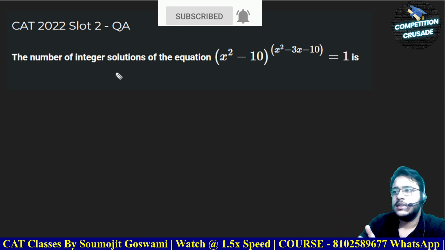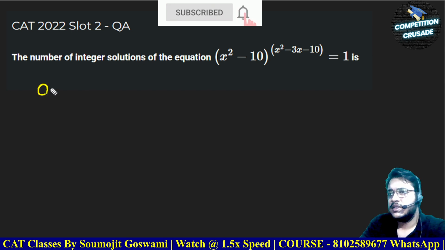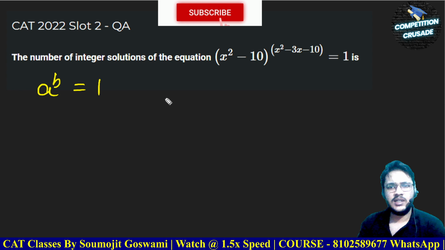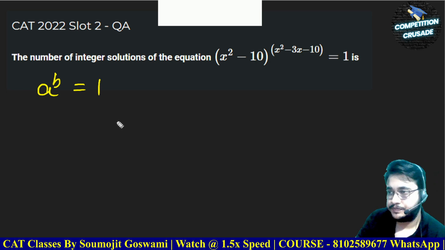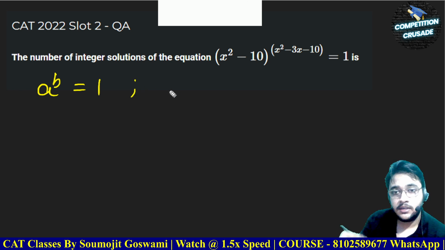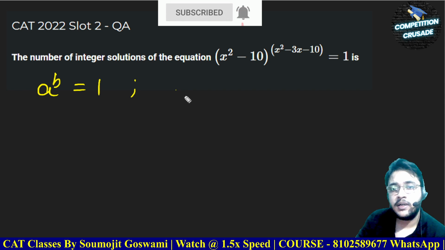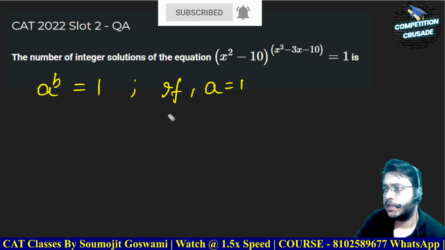The question says: the number of integer solutions for the equation x square minus 10. So this is a raised to the power b equals 1. Now obviously this is something that will come to your mind, and fortunately there are many students who remember that anything raised to the power 0 is 1. So what I am saying is, 1 raised to the power anything is 1, that means one condition is if a is equal to 1, I don't have to bother about b at this point in time.